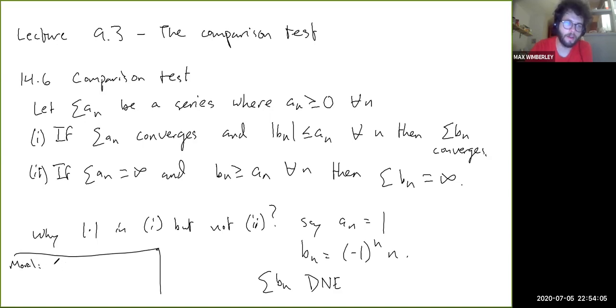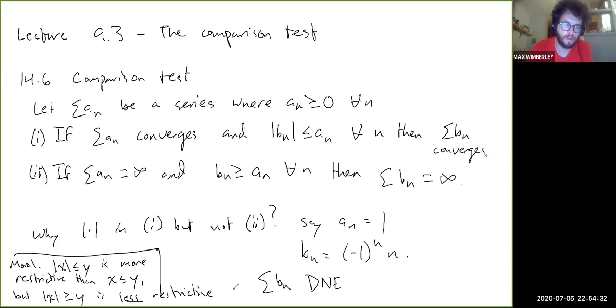Saying something like, absolute value of x is less than or equal to y is more restrictive than x less than or equal to y, but absolute value of x greater than or equal to y is less restrictive than x greater than or equal to y itself, okay?